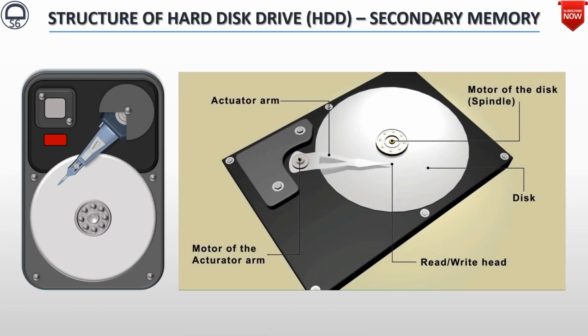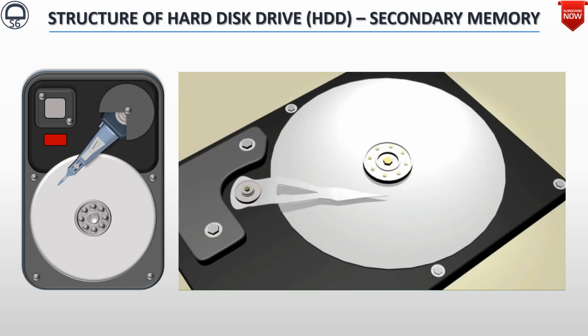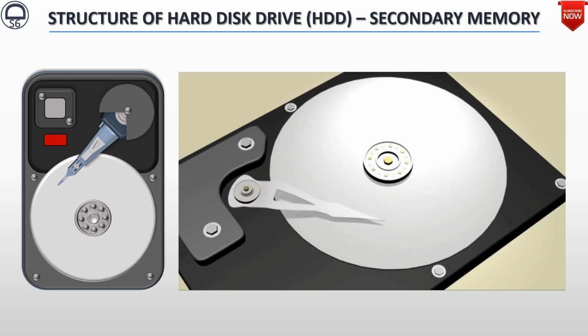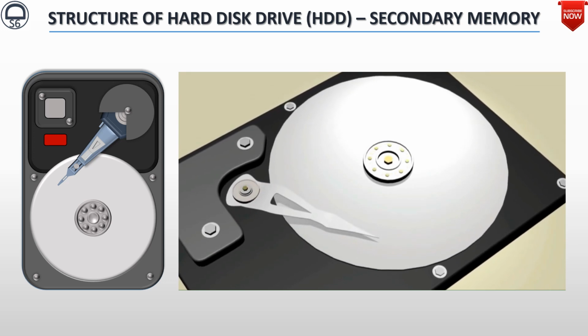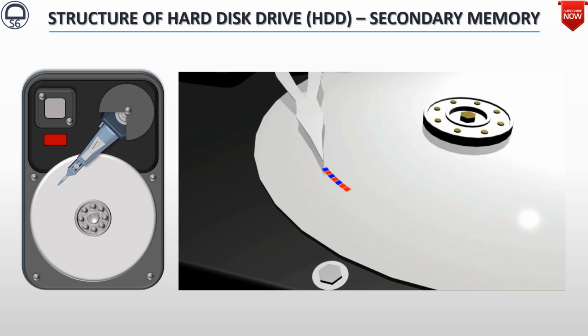A hard drive, as a whole, looks like this. Both the read head and write head are at the tip of the actuator arm. The motor of the disk and the motor of the actuator arm collaborate to align a desired bit with the read head or the write head at any given time to read or write it. The hard drive keeps the data even when the power is turned off.